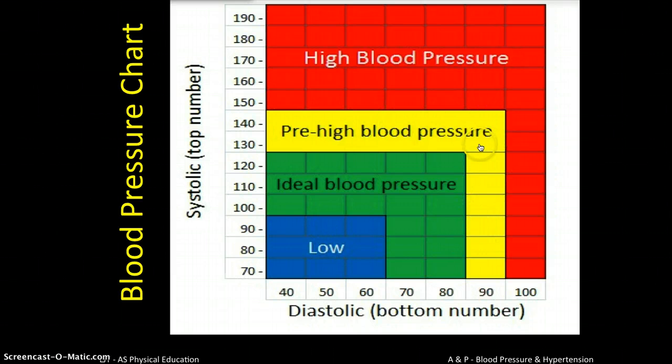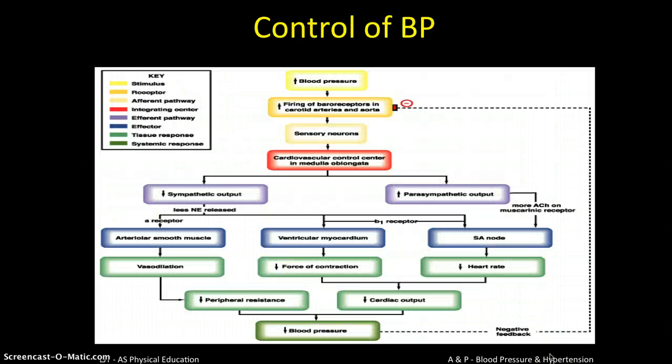This yellow is the kind of warning levels. If you are consistently between 120 and 140 systolic, that's a concern. And absolutely it's a concern if you're above that value consistently, not just when you exercise, but all the time. Again, pause the video and just have a little look at this about the control of blood pressure.